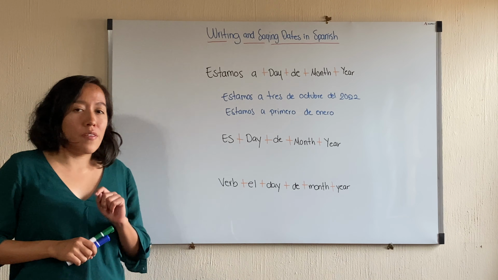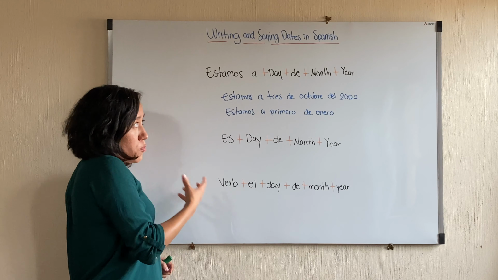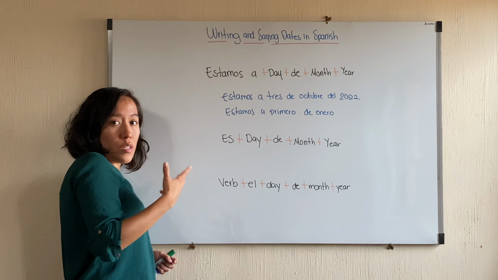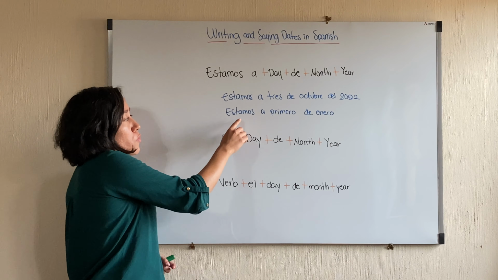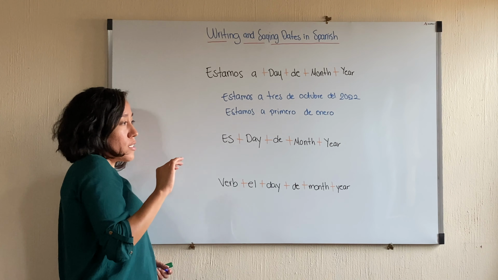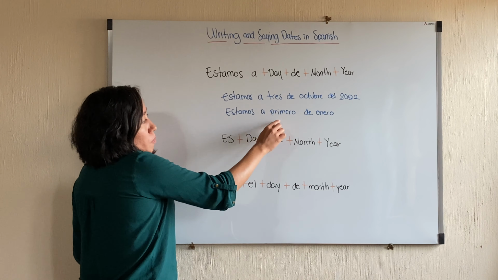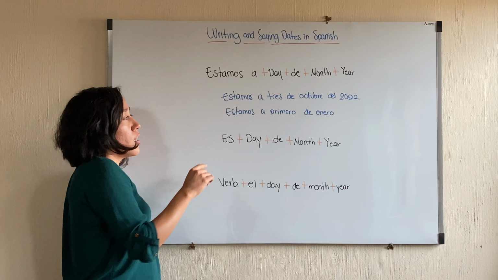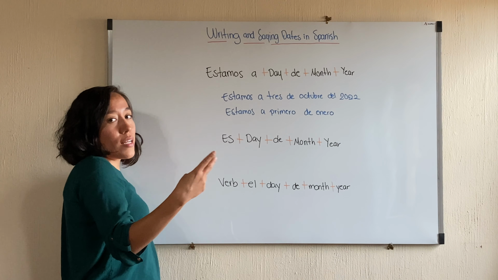So two very important things when it comes to dates in Spanish. Number one, in Spanish, we always use cardinal numbers when saying the dates, unlike English. However, when we're talking about the first day of the month, we use primero. That's the only instance where we use ordinal numbers. Estamos a 1 de enero. But I will say, estamos a 2 de enero. Estamos a 3 de enero.